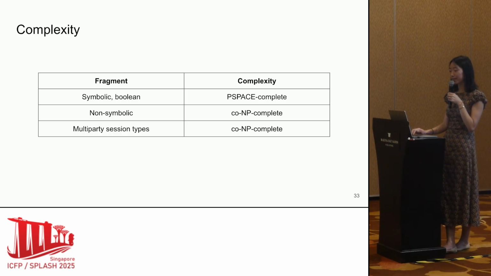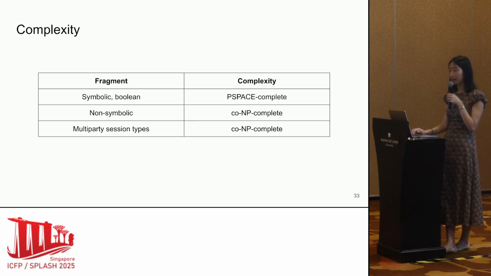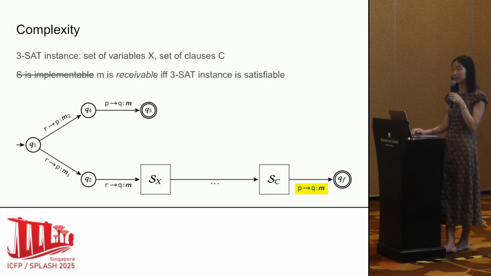We use our characterization to derive the following complexity results. For the fragment of symbolic protocols over Boolean variables, implementability is PSPACE-complete. For explicit non-symbolic finite protocols, implementability is co-NP complete. And for the fragment of syntactically defined multi-party session types, implementability remains co-NP complete. The hardness is via reduction from 3-SAT, and in particular, the condition that dominates the hardness is the second one, that determines whether a particular message is receivable from a particular control state within a global protocol.